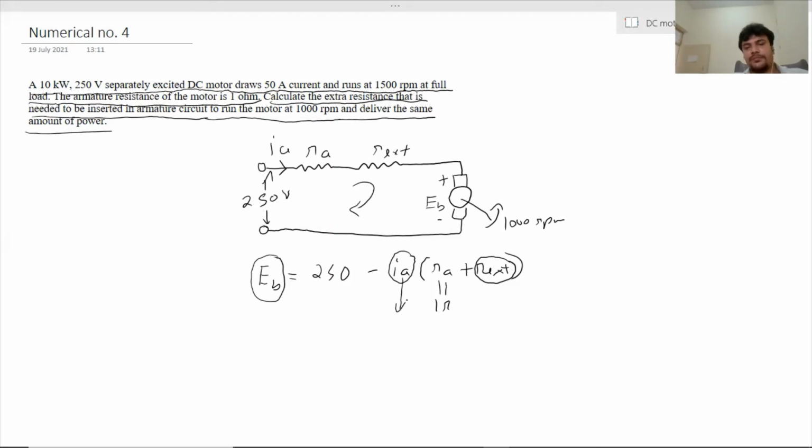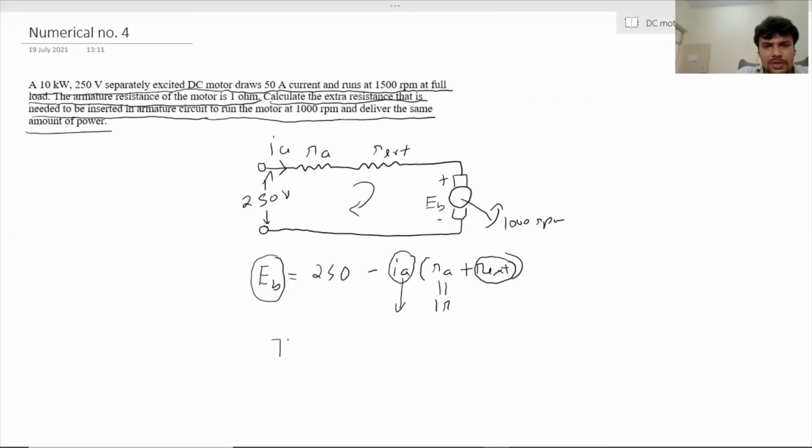So let us do that. How to calculate IA, which is flowing at this time when the motor is running 1000 rpm and delivering 10 kilowatt? So always I have told you, torque is related to current and speed is related to back EMF. So if you want to calculate current, you must know the torque. Okay, so we need to know the torque.